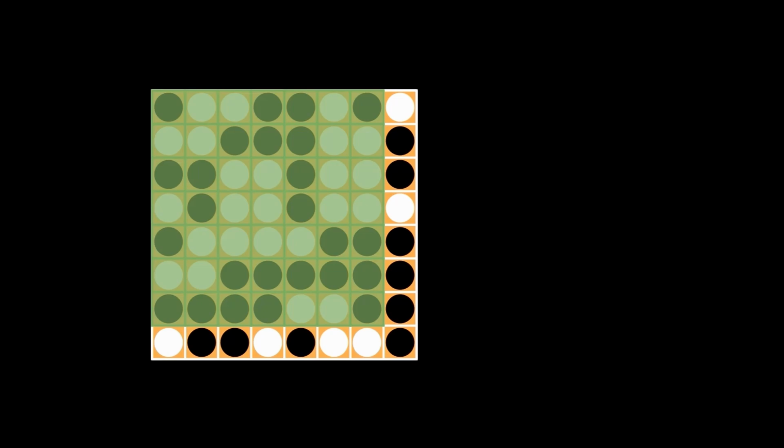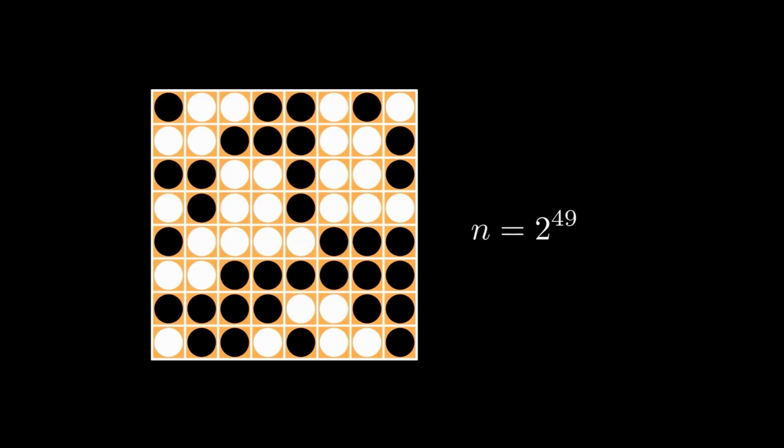There are 49 cells in the green region, so the number of configurations in the green region is 2^49. Hence, the number of grid configurations where every row and column contains an even number of white marbles is also 2^49. Hence, the required probability is the number of desired configurations divided by the total number of configurations, which is equal to 1 over 2^15.